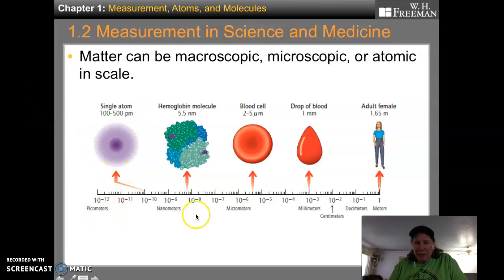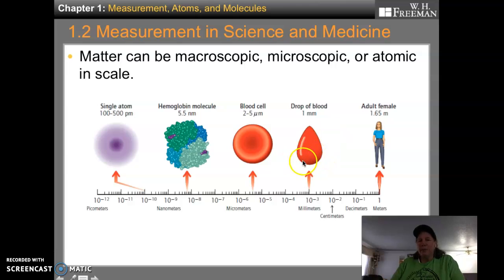And you can see here's picometers, nanometers, micrometers, millimeters, centimeters, decimeters. We're not seeing anything until about here. But we have a single atom, which is a particle. Here's hemoglobin, the stuff in your red blood cell that carries oxygen and gives it the color. Here's a red blood cell, which we can see under a microscope. It gives you a little bit of the size. A drop of blood has probably about 1,000 of these in it. So, big difference. Obviously, we don't need a microscope to see a person.